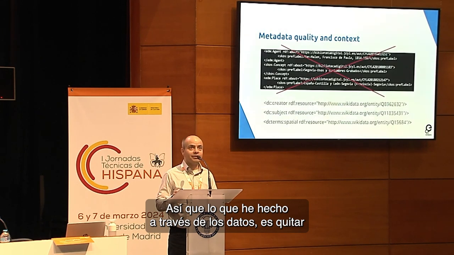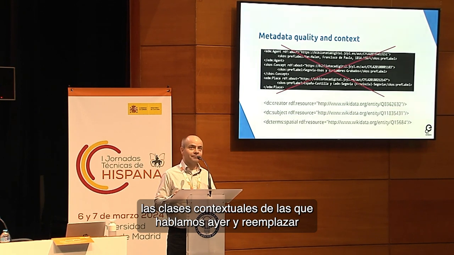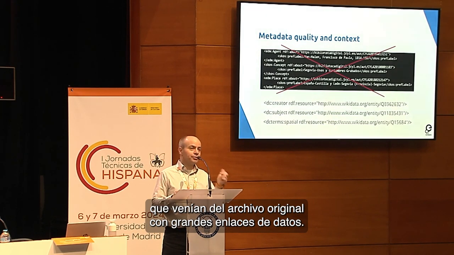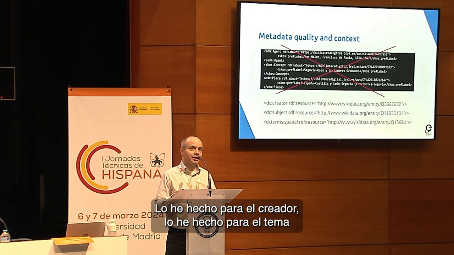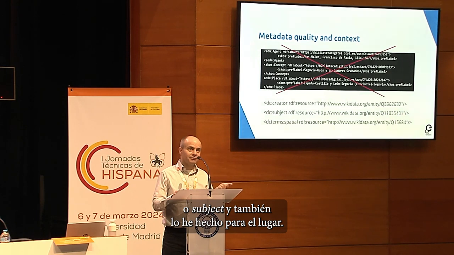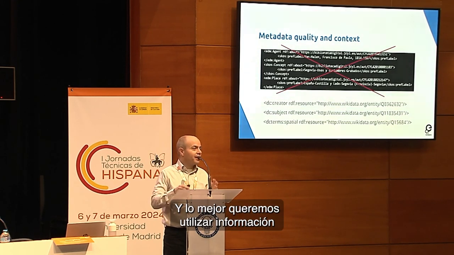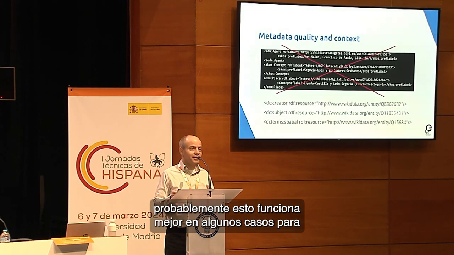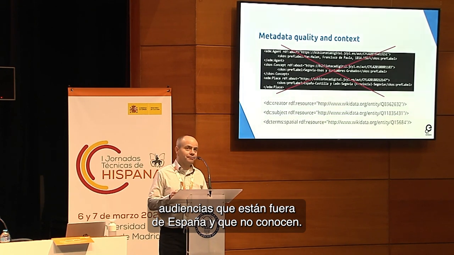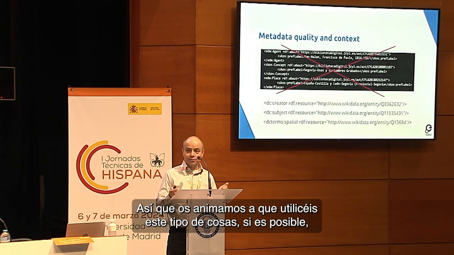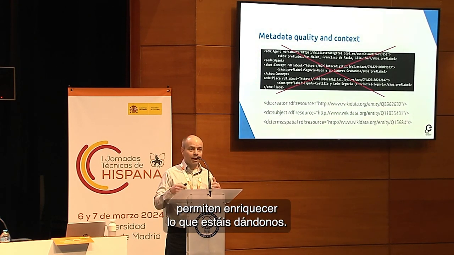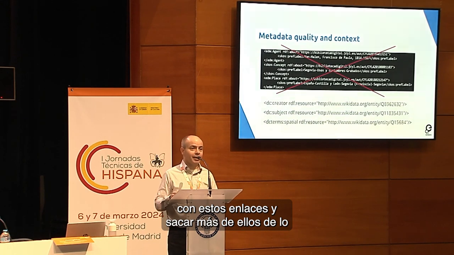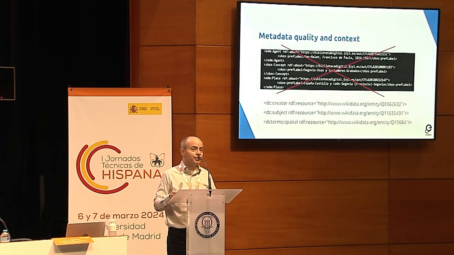So what I've done to the data is I've actually deleted the contextual classes Sarah developed yesterday and replaced those links that were in the data coming from the original authority file with Wikidata links. And I've done this for the creator, I've done this for the subject, I've done this for also the place. I may have not used the same granularity of information, so I may have missed something, but it may still work better in some cases for an audience outside of Spain. So this is something we also encourage, if possible, use Wikidata links to enrich your data, because that's something, and Adina will also show you afterwards, we can work with those links and make more out of them than we possibly can do with the other links.